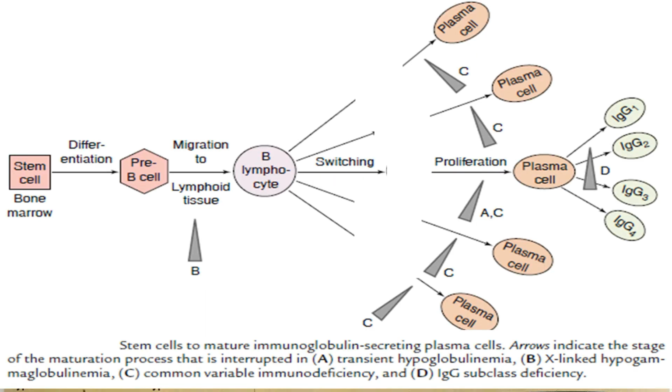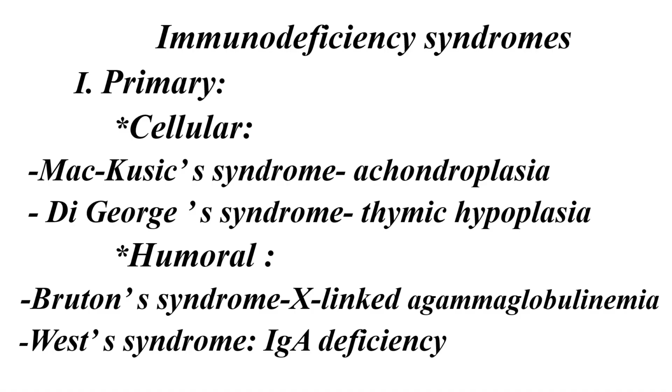Each cell originates in the bone marrow. For example, a stem cell produces B cells, from the stem cell to the mature immunoglobulin-secreting plasma cell. If the formation of plasma cells is disturbed, then immunoglobulins aren't formed. Primary immunodeficiency syndromes have several types: cellular, humoral, and mixed type.